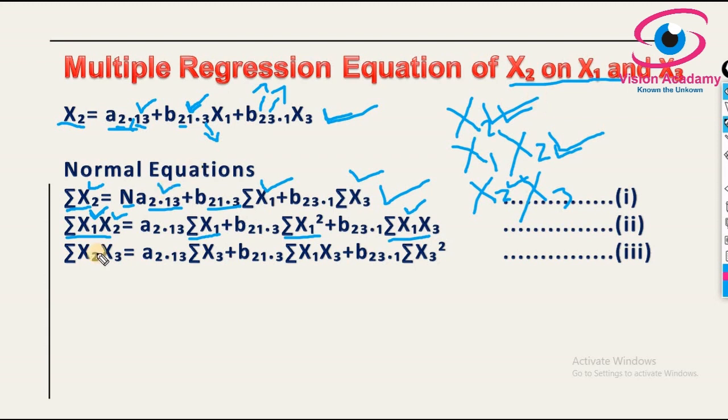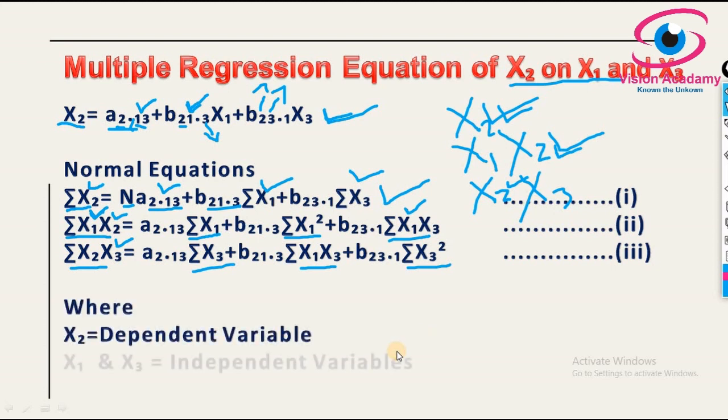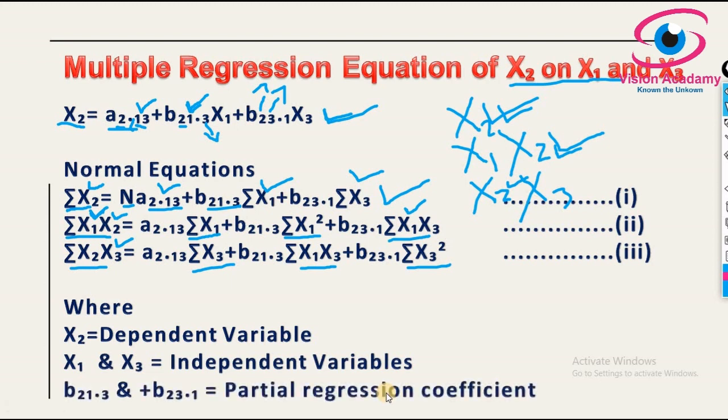The same thing applies in the case of the third equation, that is summation x2 x3. Here we need to consider all other combinations relating to x3. So here summation x3, summation x1 x3, and summation x3 square. As I told you, here we have considered the dependent variable as x2, x1 and x3 are independent variables, and b21.3 and b23.1 are partial regression coefficients.